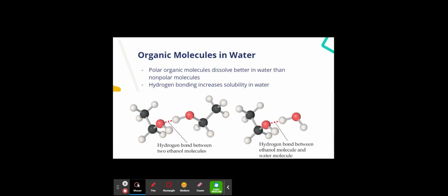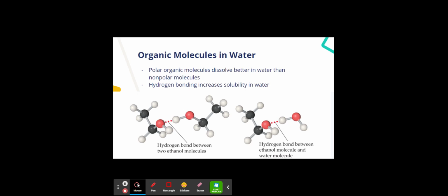The next idea is with organic molecules in water. Polar organic molecules, which are typically smaller organic molecules, dissolve better in water than nonpolar molecules. This is because hydrogen bonding increases solubility in water. You can see in the pictures below, the hydrogen bond between two ethanol molecules is what holds them close together and can keep them in liquid form. And so it's really easy to dissolve because water also has hydrogen bonds.